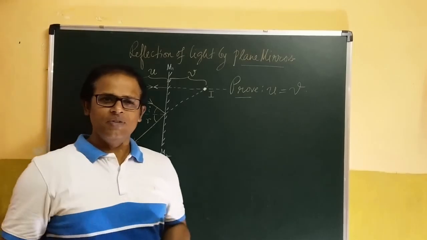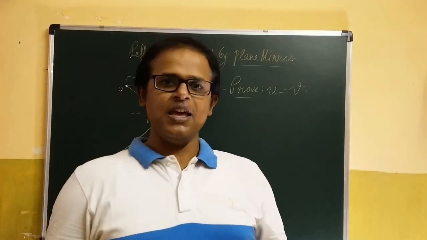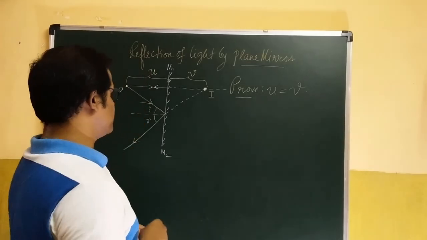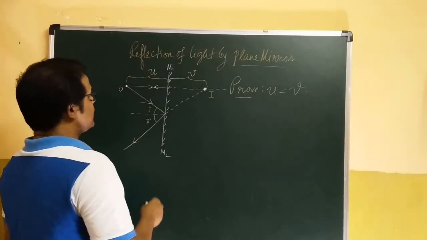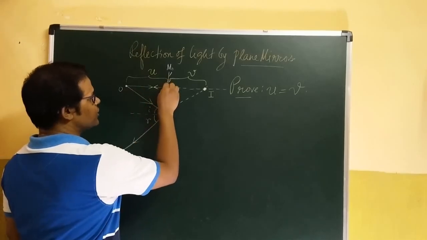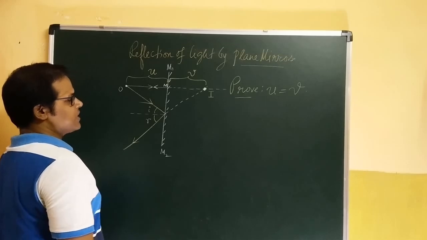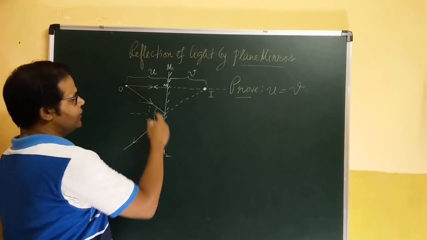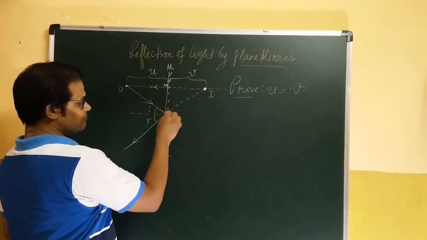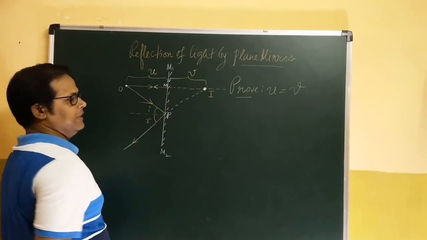We can do it by a very simple geometrical process. I hope some of you may know it. If not, let me help you how to get it very easily. You can see that we can name these triangles. Let us call this point where it is coinciding with the mirror at M. So we have these names like O, M, I. Let me call this point as P.